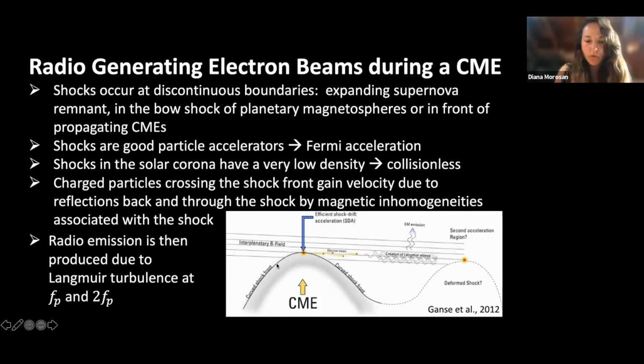So what we need is an inhomogeneous shock capable of accelerating electron beams. In the low corona, it's believed that this shock drift acceleration needs to be quasi-perpendicular, very close to a 90-degree angle between the shock normal and the magnetic field, to be capable of accelerating electrons. And once the electrons are accelerated, radio emission is produced at the plasma frequency and its harmonic. This is pretty much how it's believed that type 2 radio bursts originate.